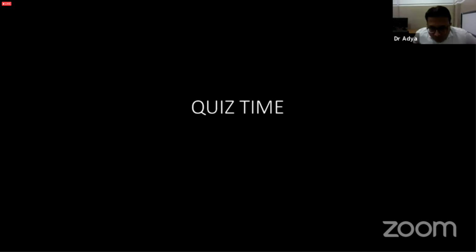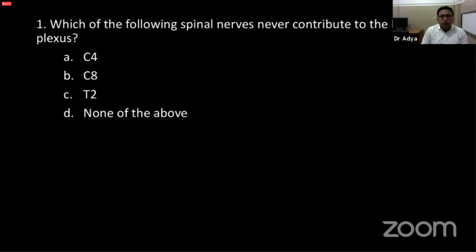So now coming to the proper quiz time. So here goes your first question. The moment this question will be seen on your screen, you can give your options, but I'll be reading out the question, and after 20 to 30 seconds, the poll will be over and I'll discuss that. So the first question is, which of the following spinal nerves never contribute to the brachial plexus? Is it A, C4, B, C8, C, T2, or D, none of the above?